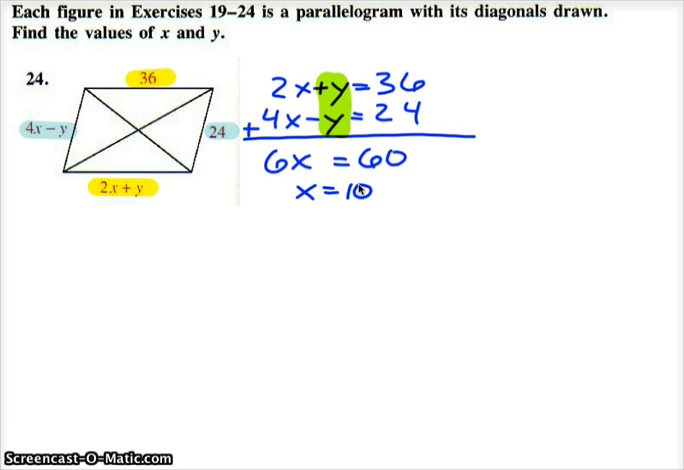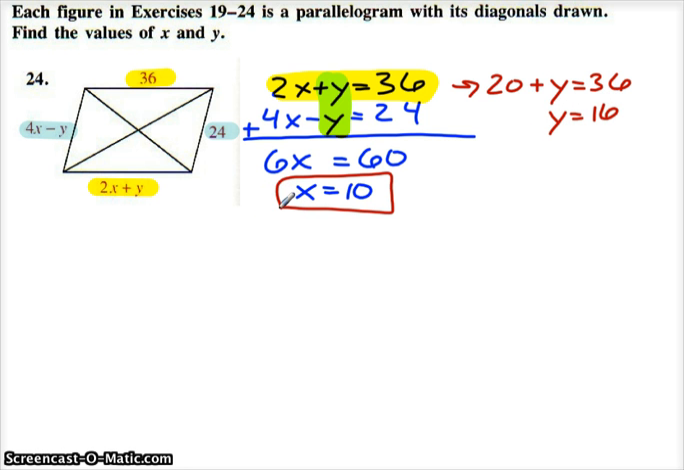Well, now I need to figure out what the y value is. So I'm going to go back to one of the original equations, and it doesn't matter which one. I'll just pick the top equation, and I'm going to substitute the x value of 10. I would get 2 times 10, which is 20, plus my y value equals 36. Subtract 20 from each side, and you get that y equals 16. So you now have x is 10, y is 16.